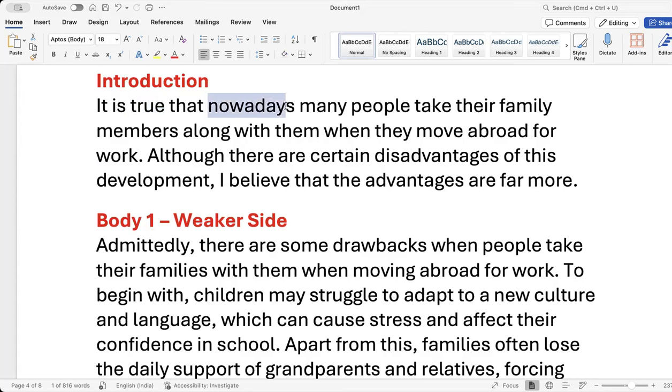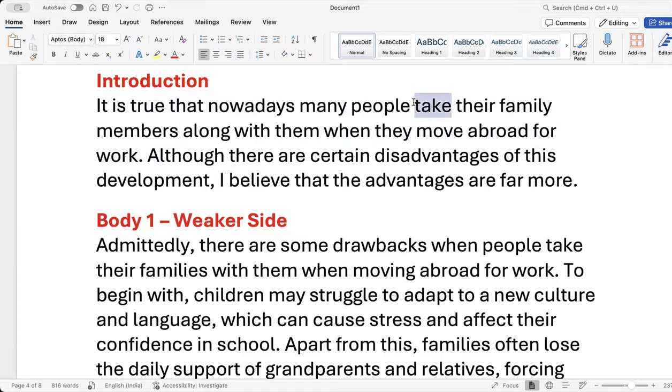This part, "nowadays many people take their family", this part is active, right? Many people take their family. Yes. That part is not a statement; there's no verb in this part. So this is not a sentence. Is it clear? The sentence actually starts from here: nowadays, many people take their family.